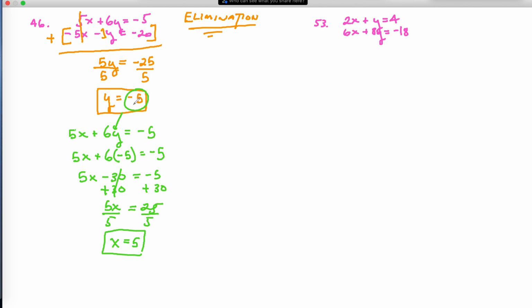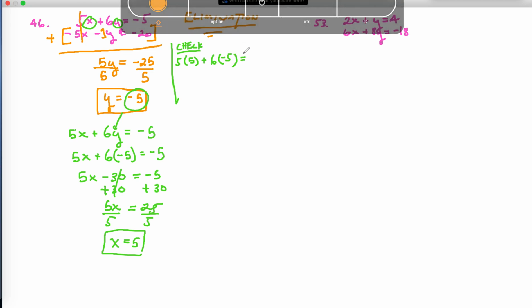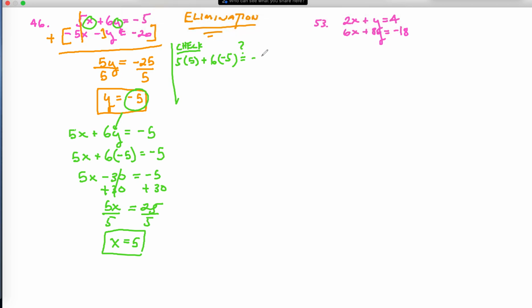And again, I can check. I plug in for x and y, and I see if it makes both equations true. So let's just check it real quick before I go on to the next one. 5 times, instead of writing x here, I write 5, plus 6 times, instead of writing y here, I write -5. And this should give me, question mark, I'm checking, -5.